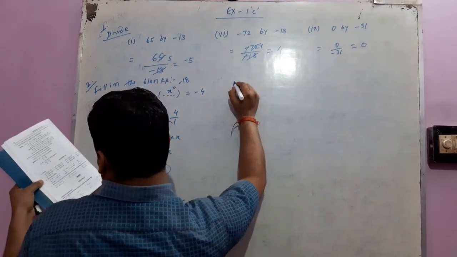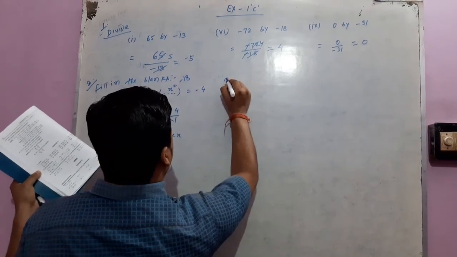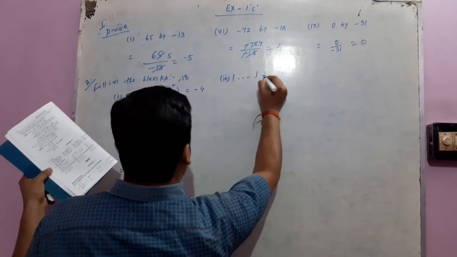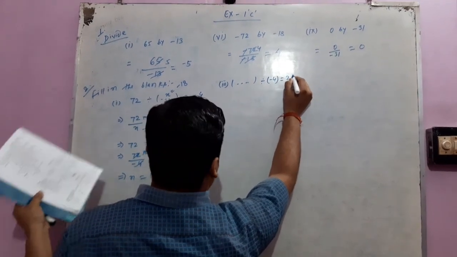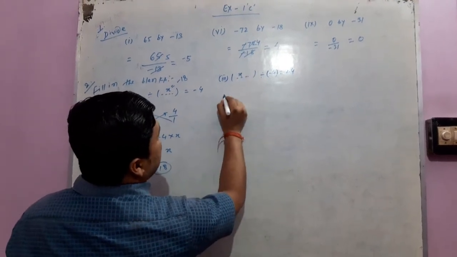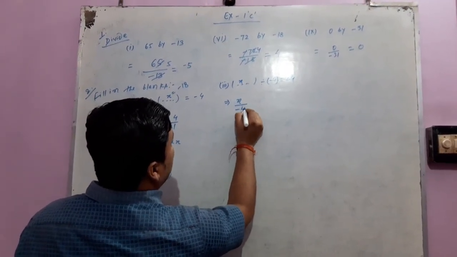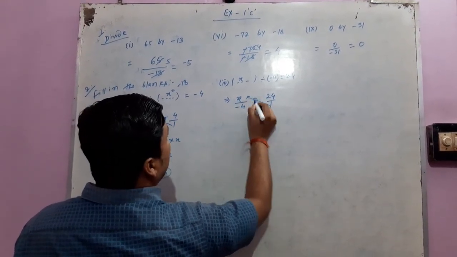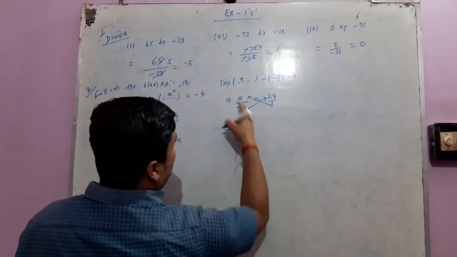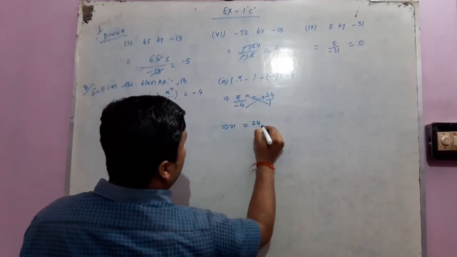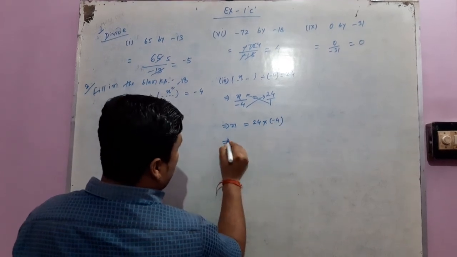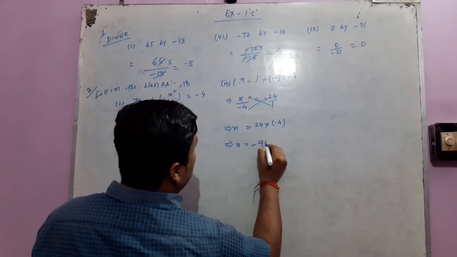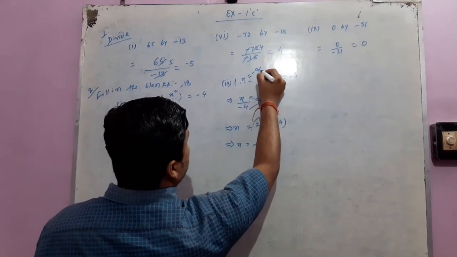Now look at question number 3 of the second. Fill in the blanks here. A blank divided by minus 4 equals 24. Consider this number to be x. Now x divided by minus 4 is 24. Again we cross multiply here. So x is equal to 24 into minus 4. Therefore x equals plus minus, 24 fours are 96. Therefore the value of x is minus 96.